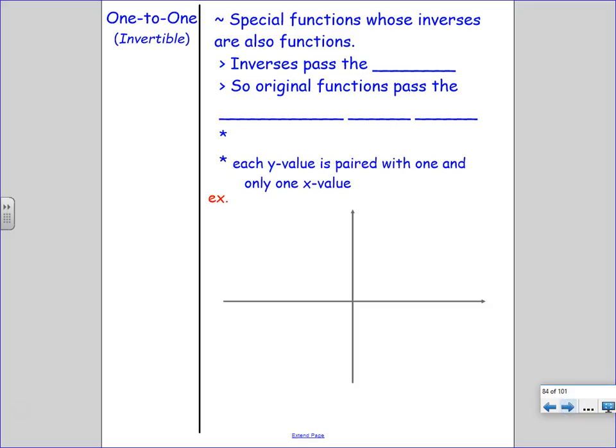Let's go back to, okay, we have one more page to cover. And it has to do with basically an adjective of functions, a special characteristic of functions that has to do with the inverses. Pull it down a little bit.